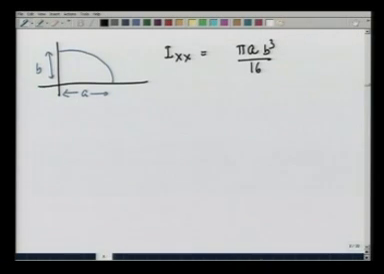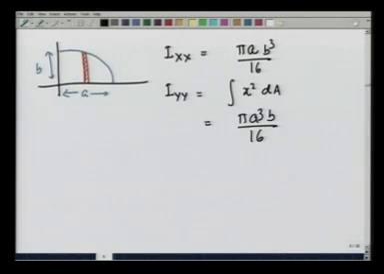Similarly, I can calculate I_yy, which is the integral of x² dA, where now I am going to choose a strip parallel to the y axis. The integral is very similar to what we just did, and this will come out to be π a³ b/16. How about I_xy?